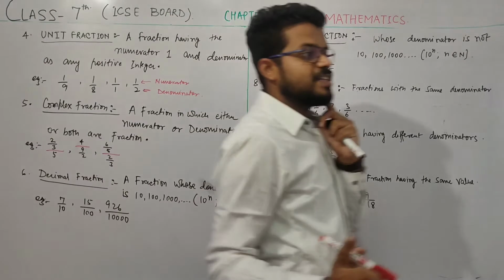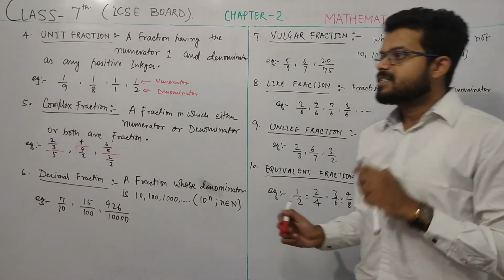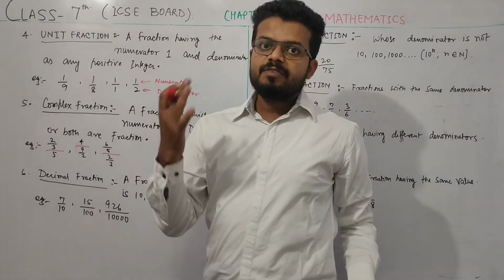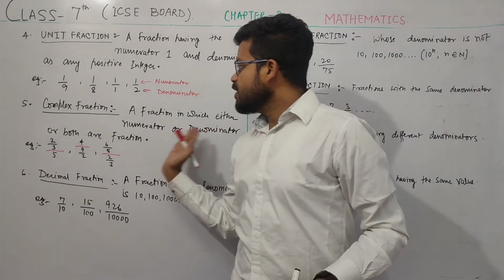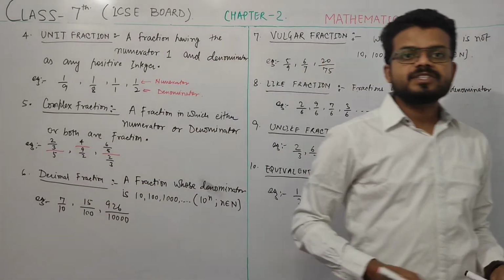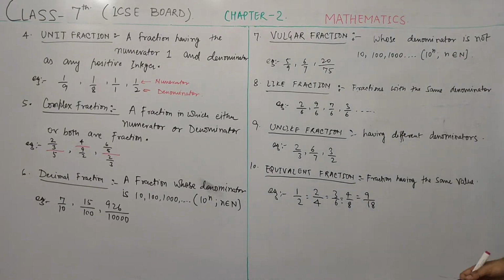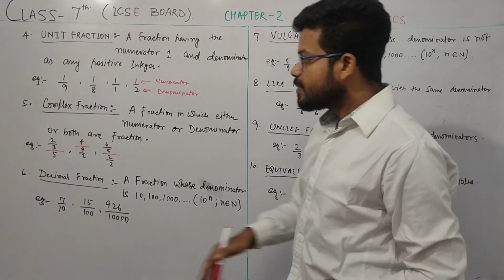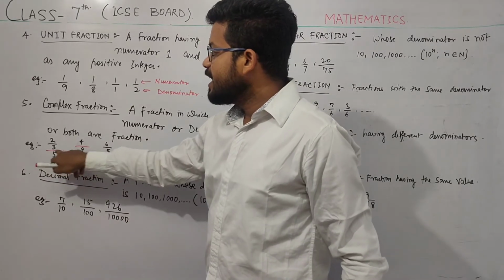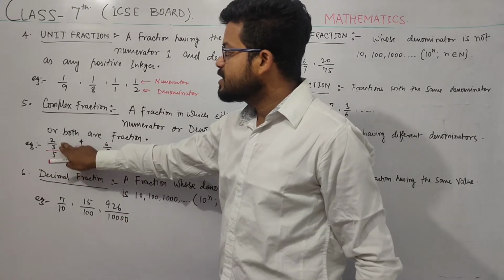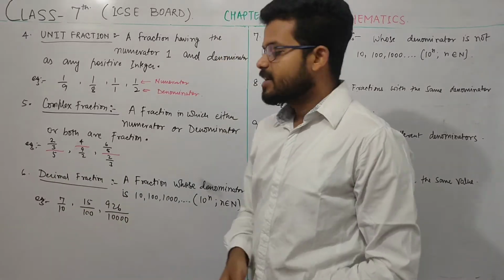Whenever we get a fraction in which the numerator or denominator or both are fractions, that fraction is called a complex fraction. Okay, here this red line denotes this is a fraction, this is the numerator and this is the denominator.